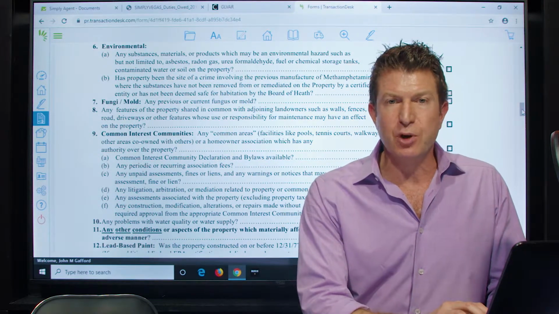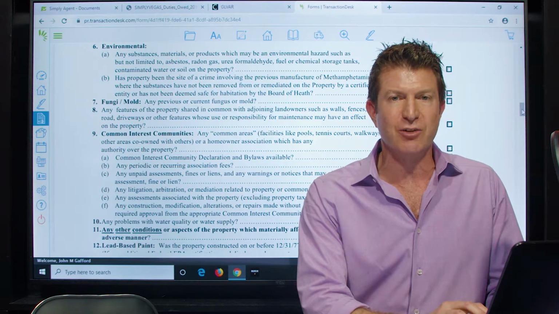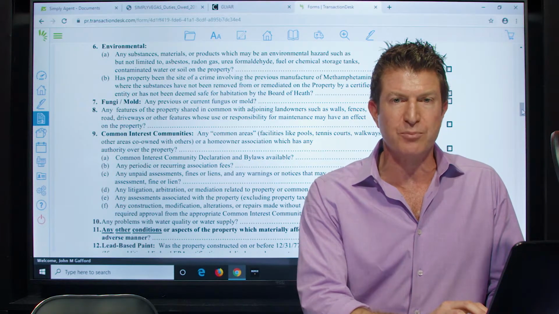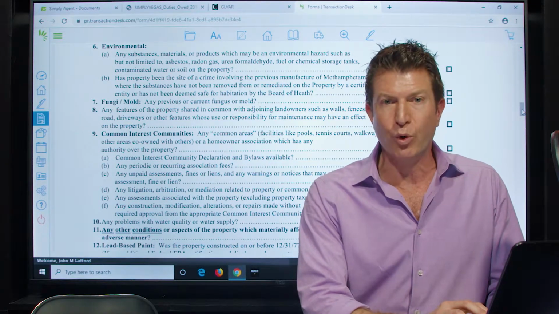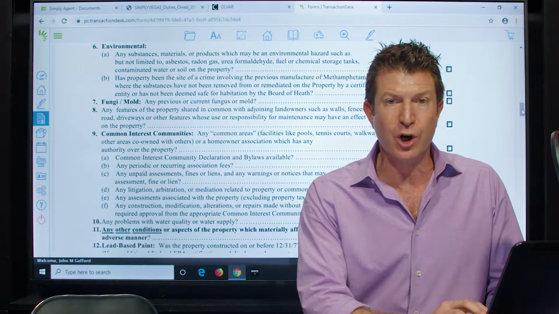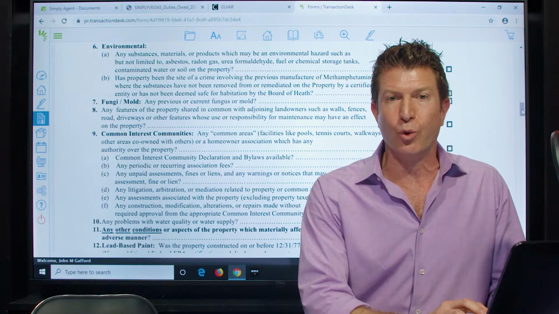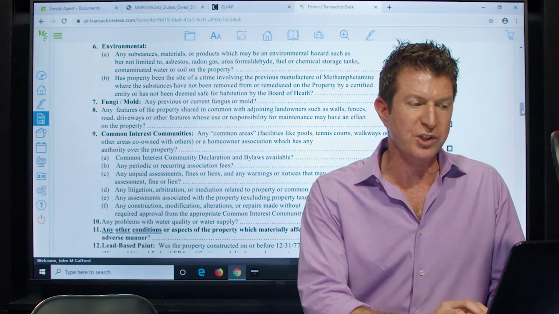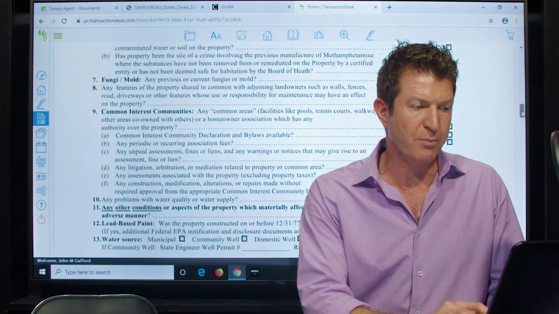Number 8, any feature of the property shared in common with adjoining landowners. This is typically marked incorrectly by most sellers. The walls that go around the majority of the properties in town are shared with the house next door. If that wall falls down, or what's far more common, if a tree root uproots the wall, it's up to both sides to pay for the new wall, so that would be shared in common. That's what you need to have disclosed to a buyer.